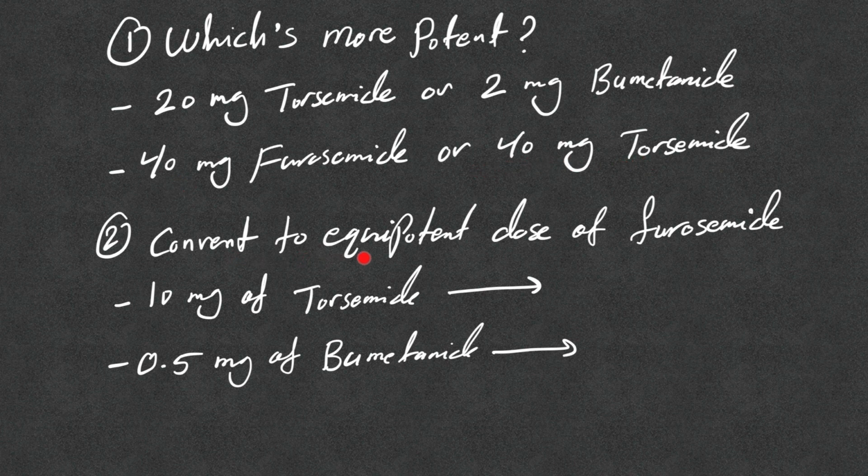Let's convert to equipotent doses of furosemide. 10 milligrams of torsemide will be equivalent to 20 milligrams of furosemide, and 0.5 milligram of bumetanide will be equally effective to 10 milligrams of furosemide.